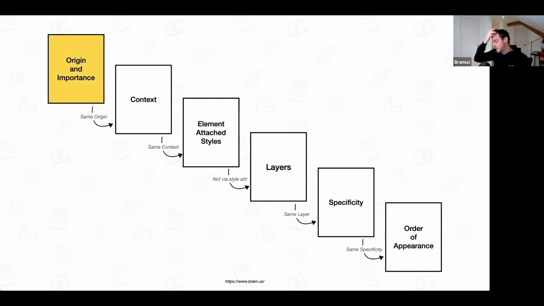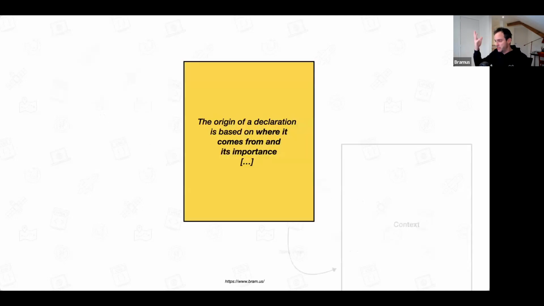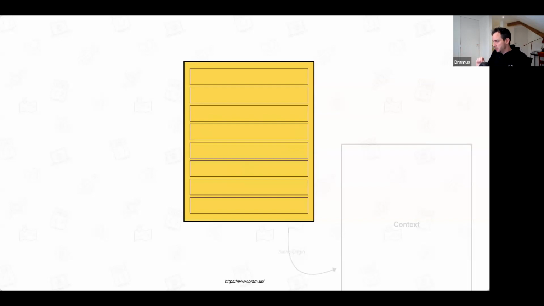The first one is origin and importance. The definition says the origin of a declaration is based on where it comes from, and its importance. In our browsers, we have several origins that can hold CSS declarations. These are ranked from low to high, and in this representation, the topmost one will win. So if you have a color defined in one of those top origins, that one will win over one of the lower origins.